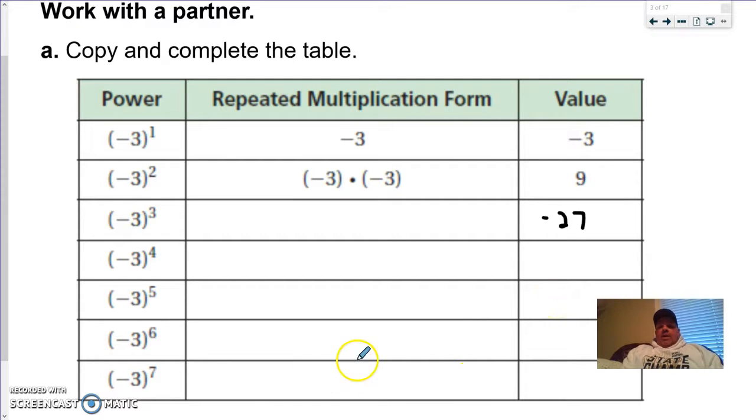When we multiply the next one, we will have 6 negative 3s in that answer. Since there are 6 of them, that's an even number. Our answer will be positive, so we will have 729. And finally, we will have 7 negative 3s. Since there's an odd number, we will have a negative answer, and our answer will be negative 2,187.